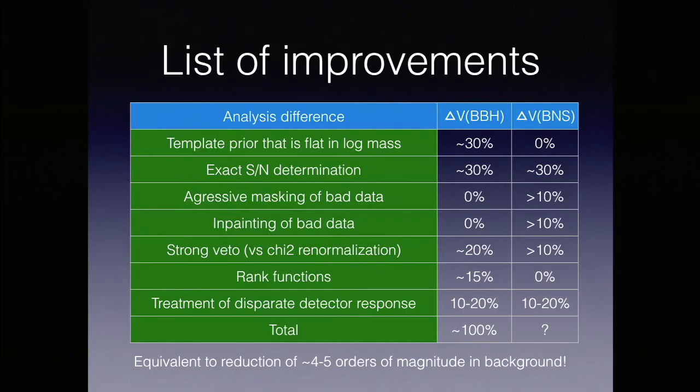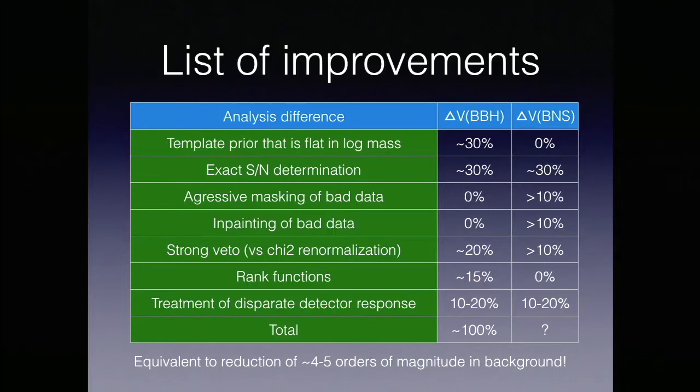Then we realize that, with this strong veto, even with that, sometimes we don't know, and you should stop. And you can't just take two numbers and someone told you you should add them in quadrature. You can't just add them. Let's first plot them. And we immediately saw that there is a better way, and we invented these rank functions.